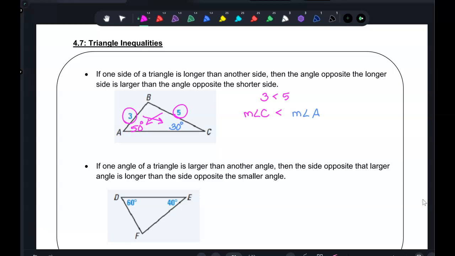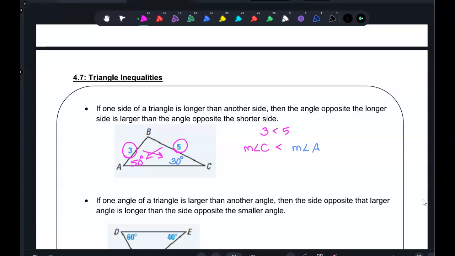Is it because if 3 is less than... wait, would that work for C, or would it be A? Okay, let me give you this. Listen. Do you remember when we did equilateral triangles? Okay, so if all the sides are the same, all the angles were 60 degrees. So that would be like, this is 5, and this is 5.